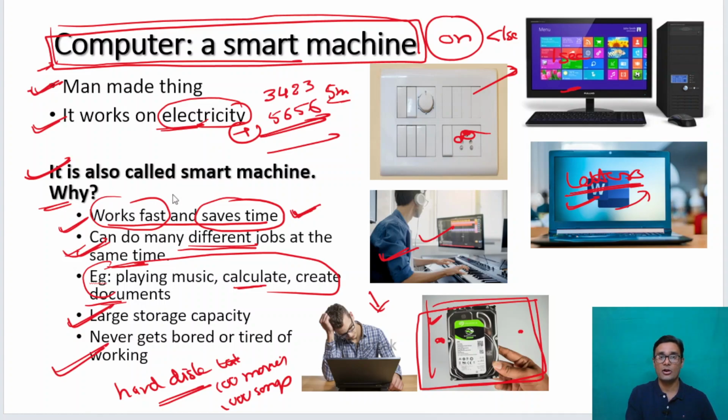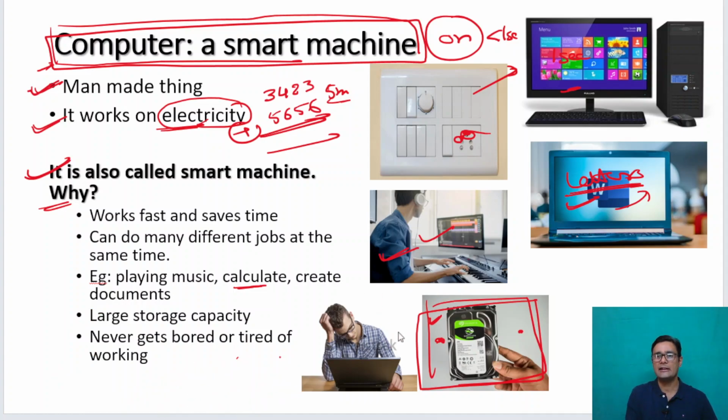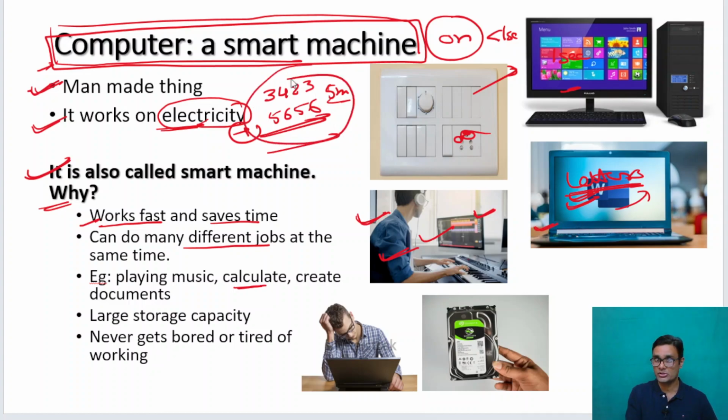So computer is called a smart machine because it can do many calculations in a fraction of a second. In less than a second, it can complete the calculations. So it is working very fast and it saves time. It can do many different jobs. While playing music, you can type letters. While playing music, you can calculate the various maths questions on a computer. Like that, it can do many different jobs at the same time, and it can store so many movies, so many songs, so many letters.